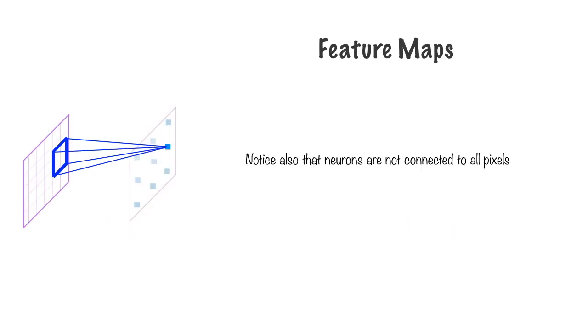Once again, we've mentioned this earlier, but it's worth repeating. All neurons are not connected to all pixels. So, all neurons within a feature map are not connected to all pixels of the input. This is what makes CNNs sparse neural networks.